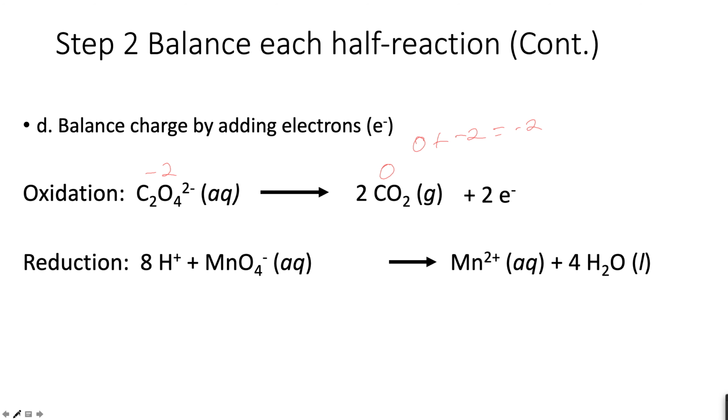If we look at our reduction portion of our half reaction, we have 8 positive charges from our hydrogen ions. We have a single negative charge coming from our permanganate anion, giving us a total of +7. Our manganese over here has a +2, and then plus 0 from our water, so 2 plus 0 is +2. How do we go from 7 to 2? Well, we must be losing 5, or really gaining negative charge. So that would be 5 electrons. That's basically saying 7 plus -5 equals +2.